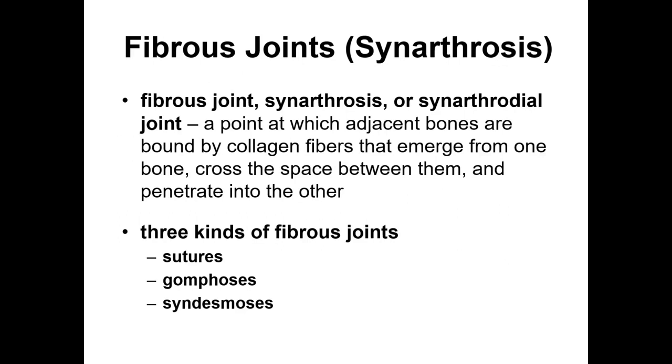Then we have fibrous joints. These are formed at a point at which adjacent bones are bound by collagen fibers that emerge from one bone. They cross the space between them and then penetrate into each other. And there are three kinds: sutures, gomphosis, and syndesmosis.